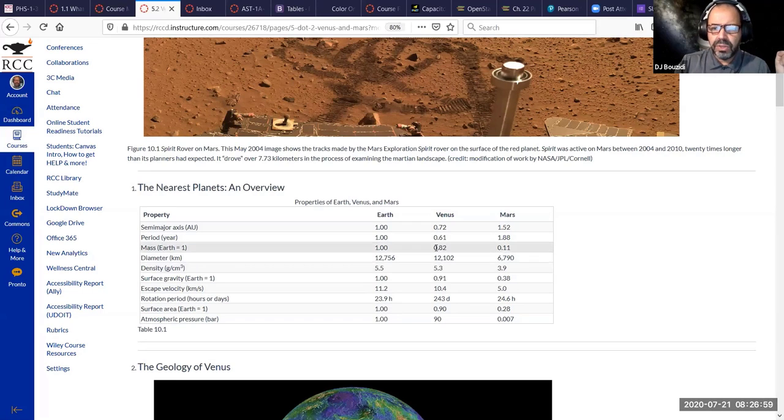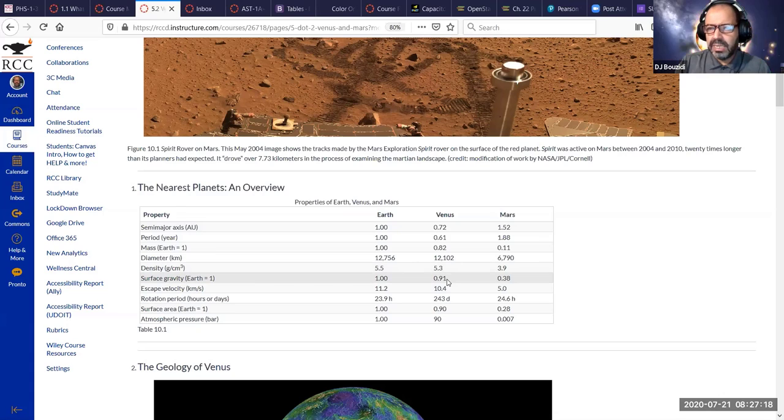The mass of Venus is 82% that of the mass of the Earth. The year, of course, being closer, is shorter. The period, of course, follows from the semi-major axis, because it's closer. It's 72% of the distance to the Sun compared to the Earth. In terms of the surface gravity, it's 91% that of the Earth. So if you were to stand, and you can't, on the surface of Venus, because the atmospheric pressure is going to crush you, if you could stand in there, you'd feel almost your full weight.